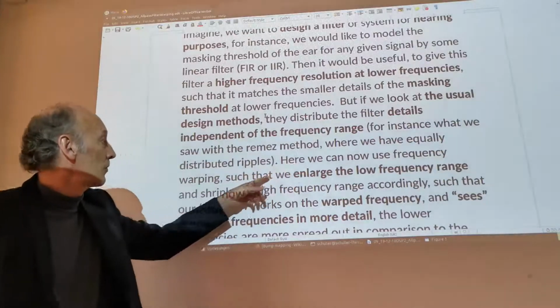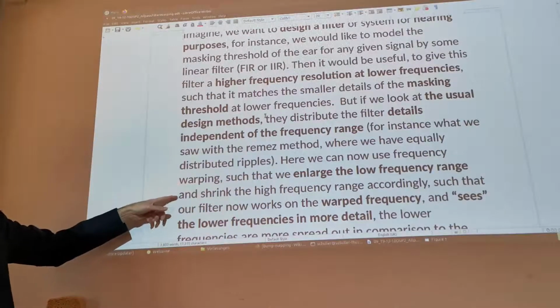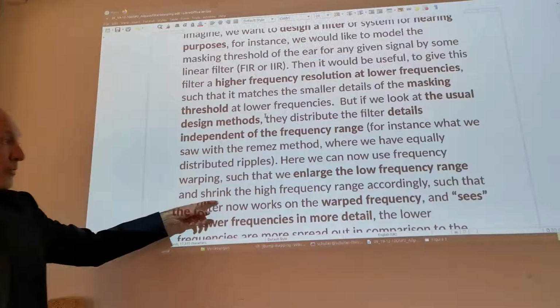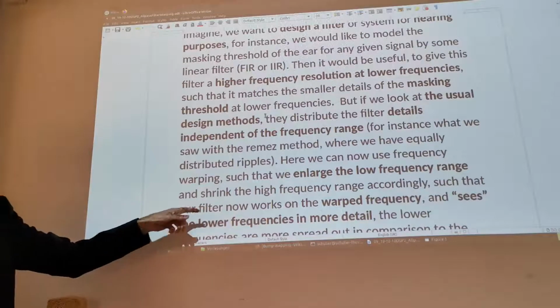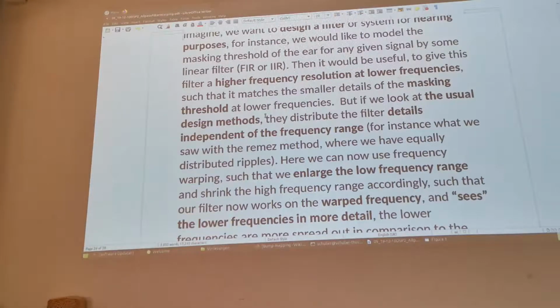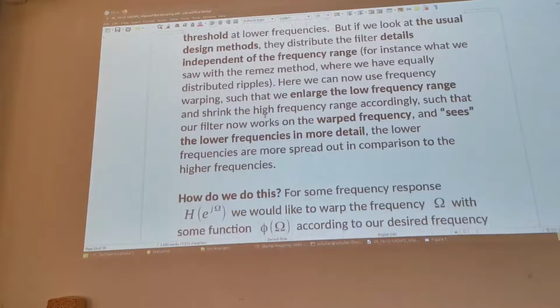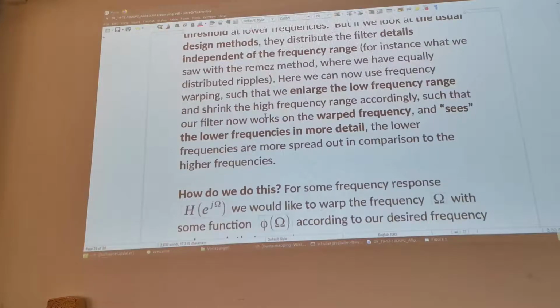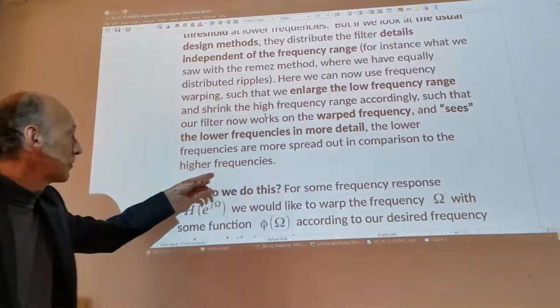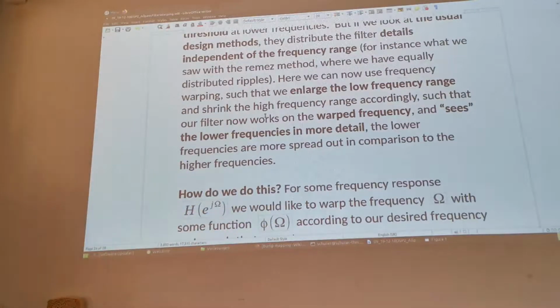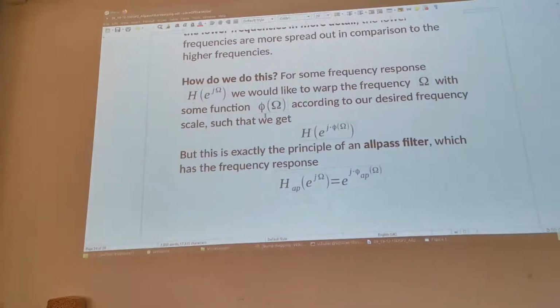Here we can now use frequency warping such that we enlarge the low frequency range and shrink the high frequency range accordingly, such that our filter now works on the warped frequency and sees the lower frequencies in more detail. Right? So we pre-warp our frequency domain and then apply the filter design. So the lower frequencies are more spread out in comparison to the higher frequencies. So we do the filter design in the warped domain and then warp it backwards.